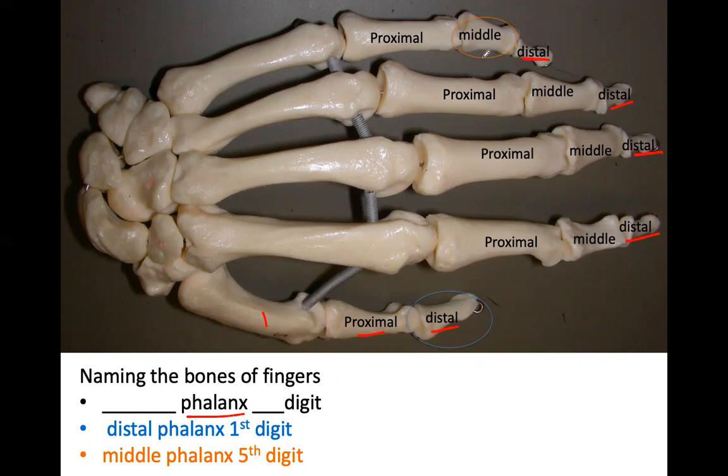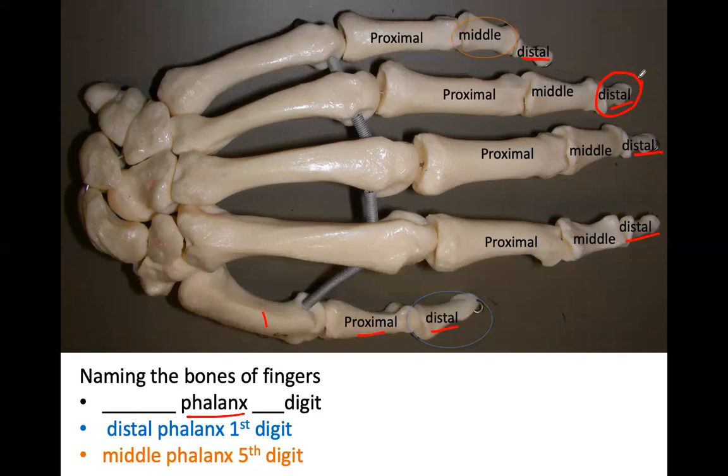I have this orange circle right here. The orange one would be the bone in the middle, so it's called the middle phalanx, and it's associated with your 5th digit. This one would be your distal phalanx in blue, and it's associated with your 1st digit. If I circle this one, then your answer would be distal phalanx, 4th digit.